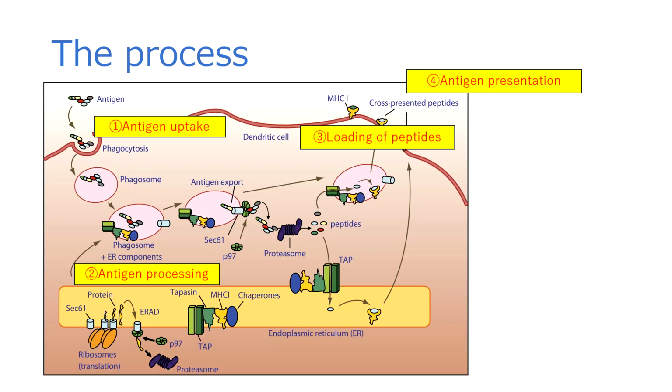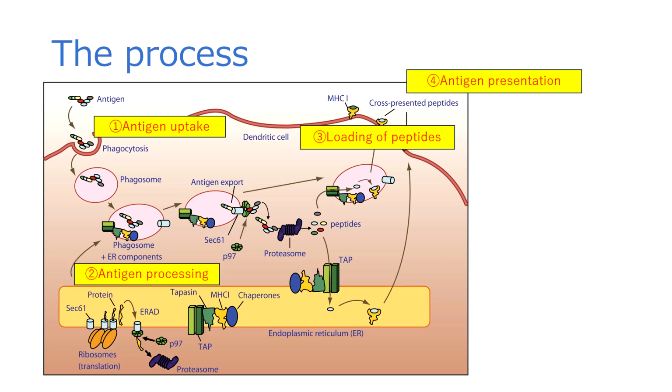Let's go through these steps again with the diagram. First, antigen uptake. The dendritic cell captures antigen from outside the cell. Second, antigen processing. Importantly, during cross-presentation, these external antigens are transported into the cytoplasm. There, they are processed in a similar way to intracellular antigens.